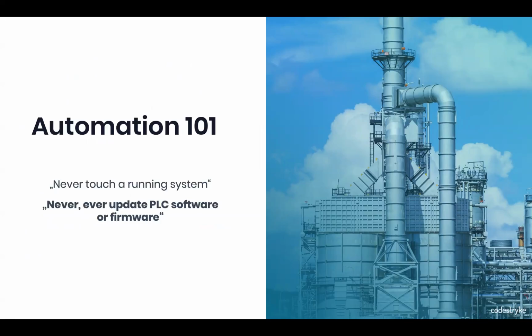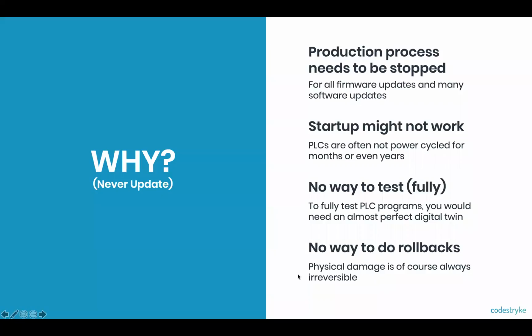The reason for that is that to update the PLC, to update the firmware or the software, you need to stop the production process. This can be done during scheduled maintenance, of course, but then you run into a second problem, where the startup of the production process might not work.